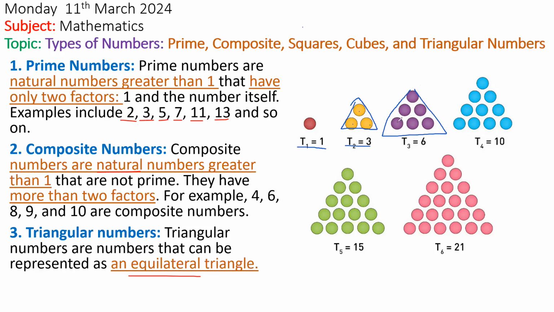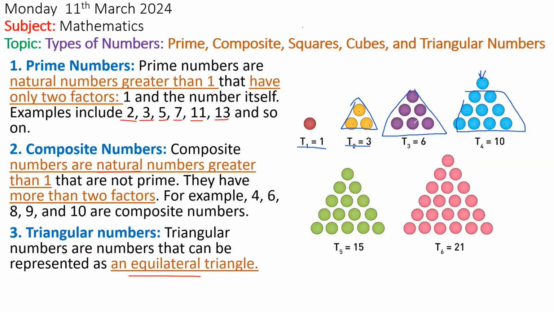Then for this one you have a base of 3, so 3 at the bottom, 2 on top, and you add 1. And then this one is 10. So obviously you're going to have a base of 4, then 3 on top, then another 2. So all of this is 9, and then you add 1 on top.